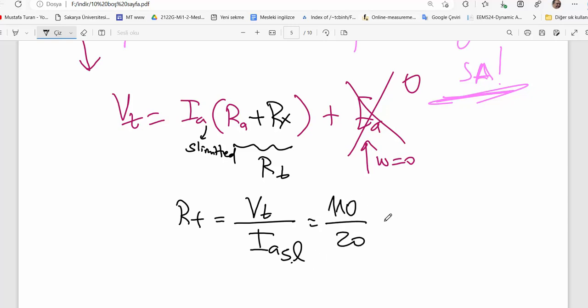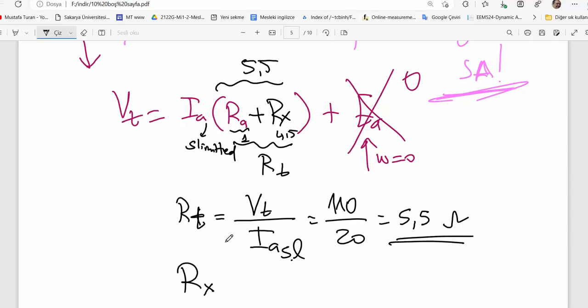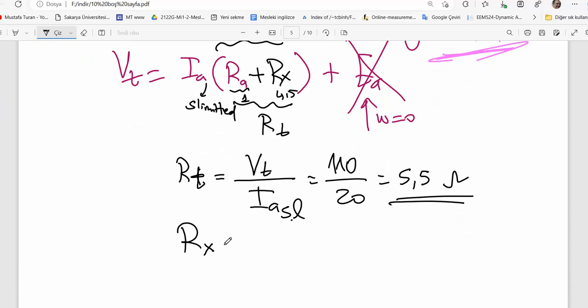And here is 110. That makes 5.5 ohms. Is it? Looks, yes. 5.5 ohms. Ladies and gentlemen, totally 5.5. This one is 1, so that is 4.5. Required external resistance to be added into the armature circuitry is 4.5 ohms.